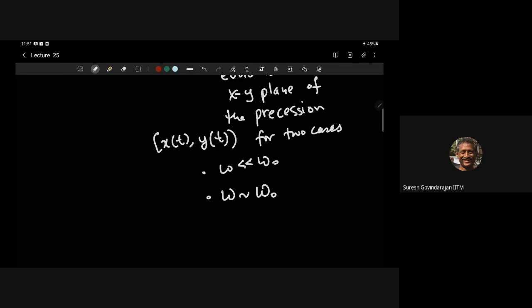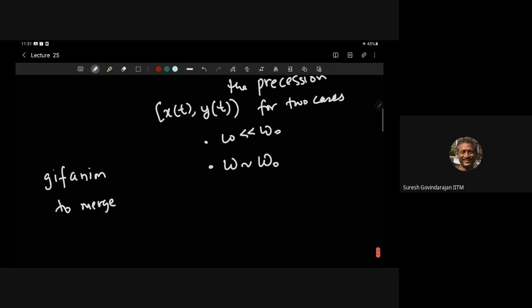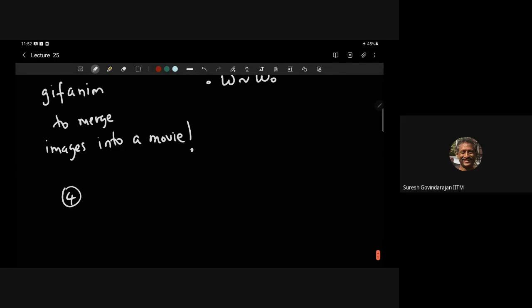So what you do is you take snapshots at different times. You can combine them. There are things like GIF. You create separate GIF files or JPEG files and use something like GIF anim to merge the images into a movie. So please do this. This you should do. And the last part is, check the z equations properly. Don't believe what I said. I did some approximation, so please check all these things.